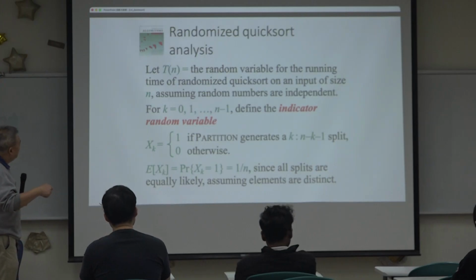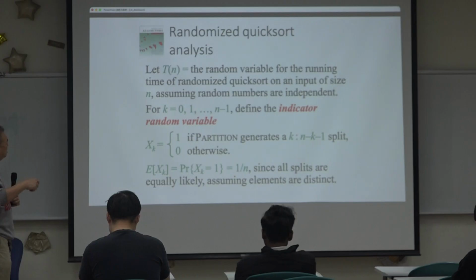So here we are considering the average case, so that T(n) here is a random variable, the running time of randomized quicksort.